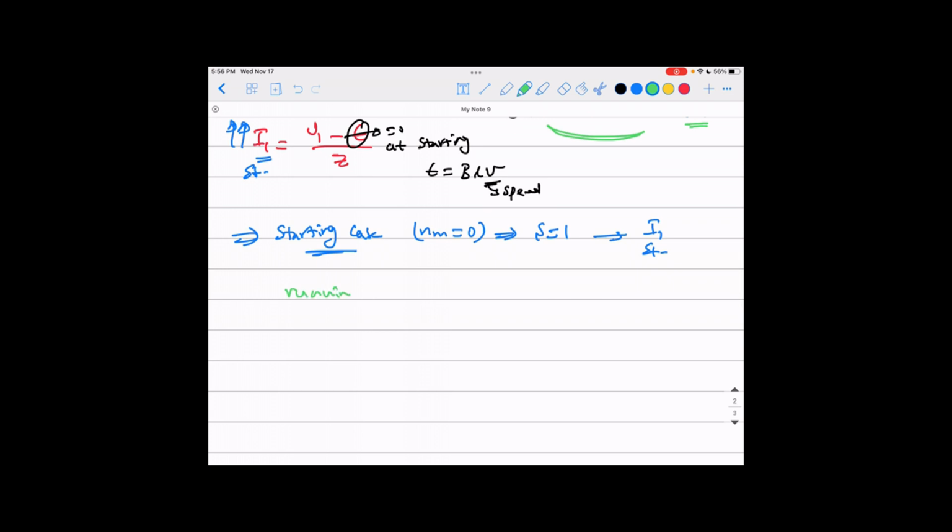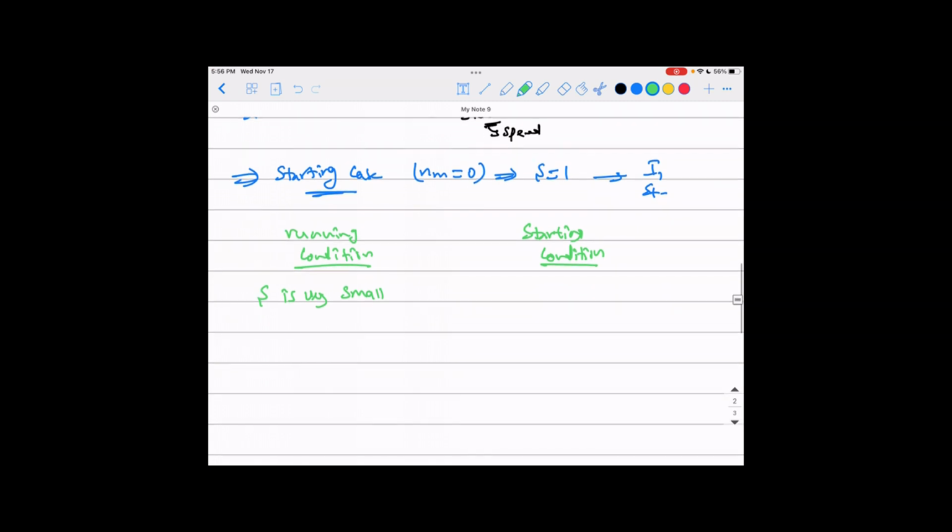In the running condition and in the starting condition. Okay. So for the running condition, the slip is very small. Okay. So being very small slip, that will lead you to R2 over S to be very high.